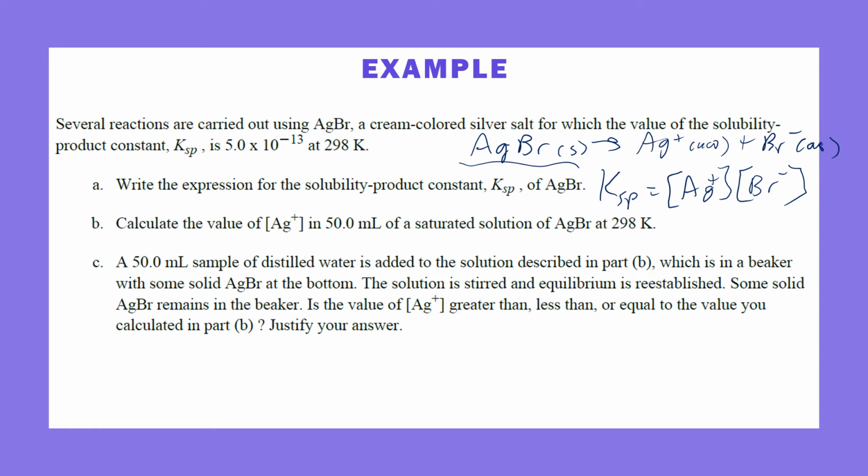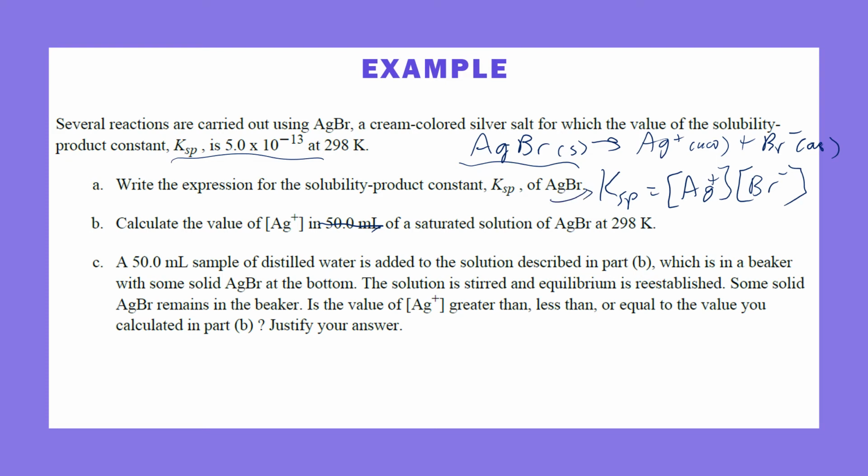Now it says to calculate the value for part B of silver ions in 50 milliliters of a saturated solution of AgBr at 298 Kelvin. The 50 milliliters here doesn't matter. We just want to find it at that same temperature. So they give us the value of KSP, and we can just plug that into our equation.